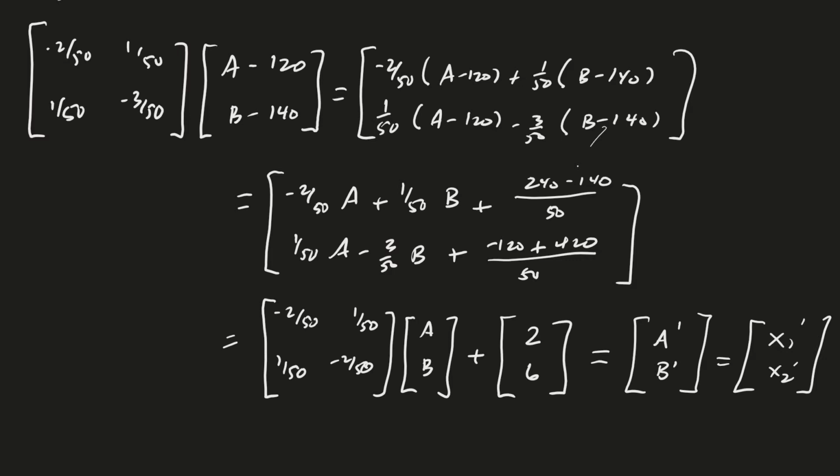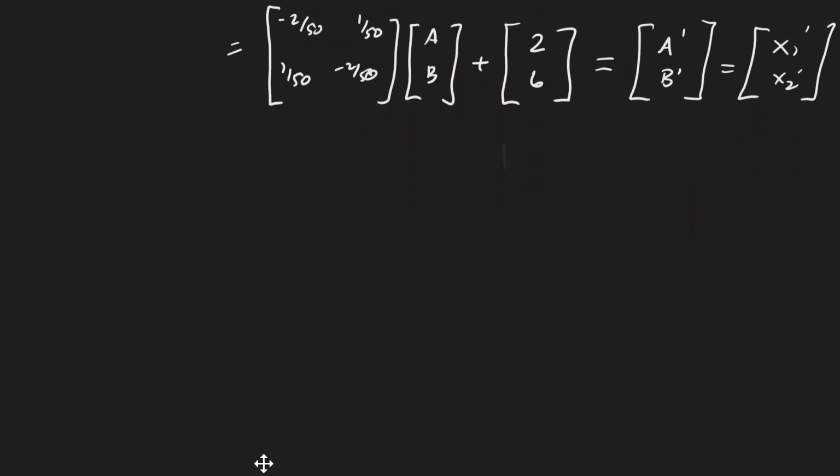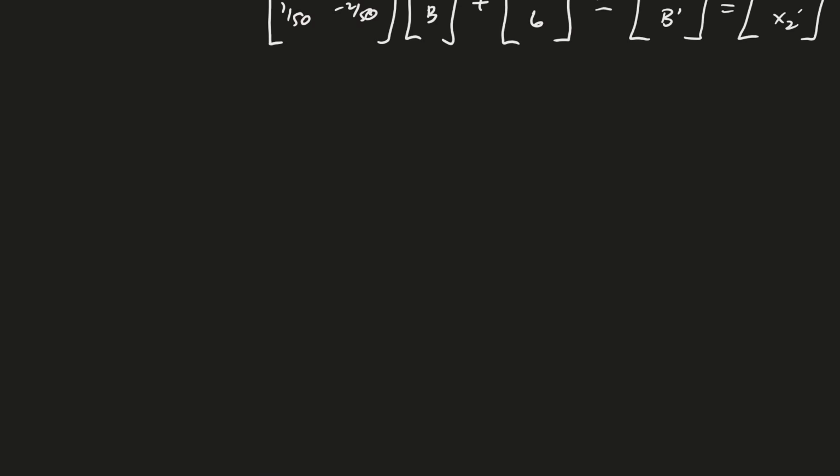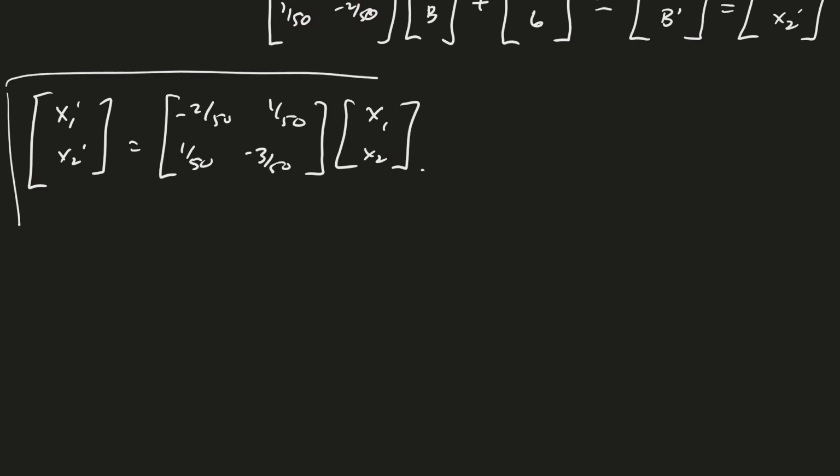Good. So what we have just shown is that the system X1 prime, X2 prime is equal to minus 2 over 50, 1 over 50, 1 over 50, minus 3 over 50 times X1, X2. And so this is now in the form that we normally look at things.